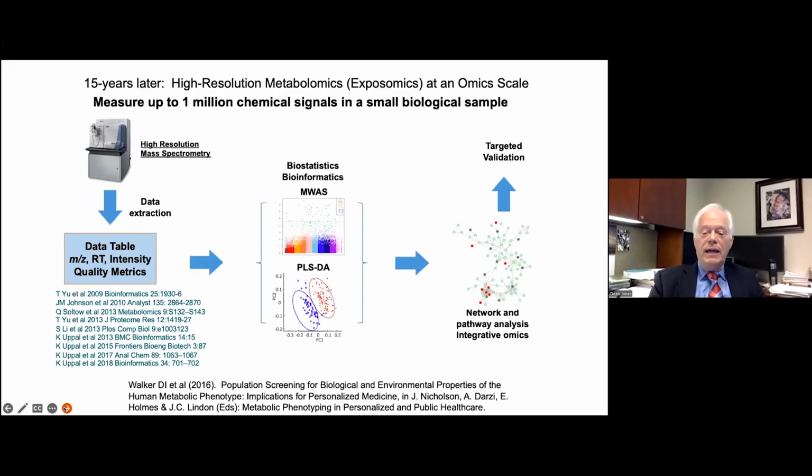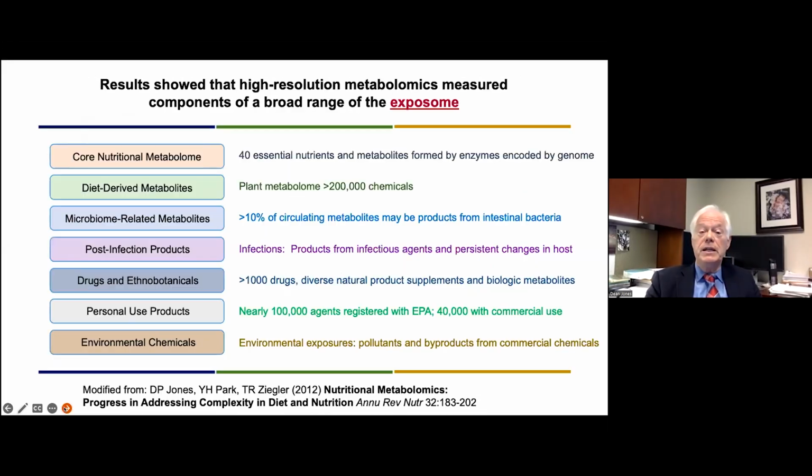And with that, over the years, and with a lot of talented and very hardworking colleagues, managed to really push this forward to the point where after about 15 years, we were able to measure up to 1 million chemical signals in small biological samples. And so we call this high resolution metabolomics. It really has sort of morphed into exposomics because that's really what it is.